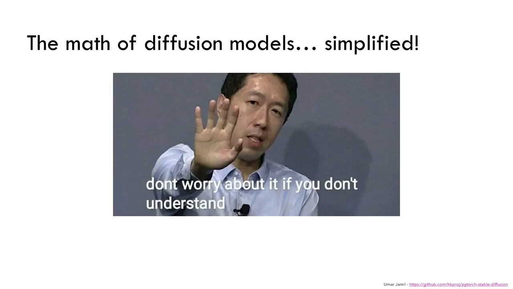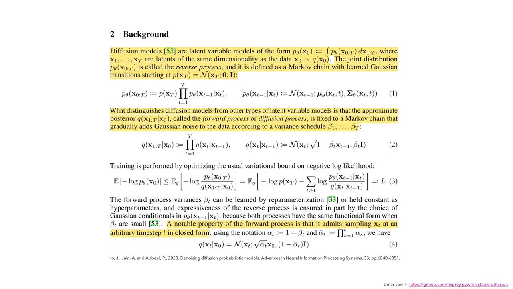And in the sampler, it's all about mathematics. And I will try to simplify it as much as possible, so don't be scared. So let's start. Okay, this is from the DDPM paper, so Denoising Diffusion Probabilistic Models from Ho in 2020.